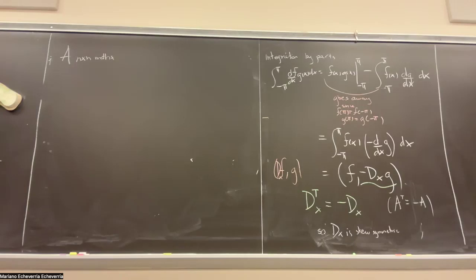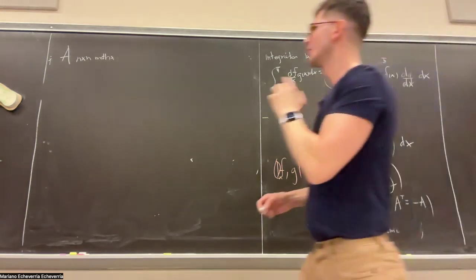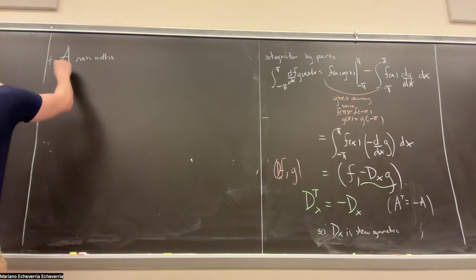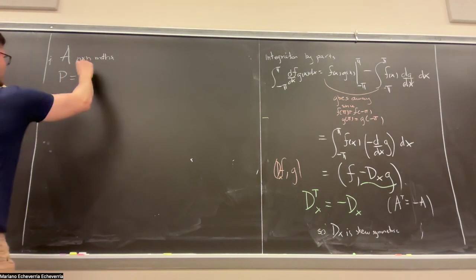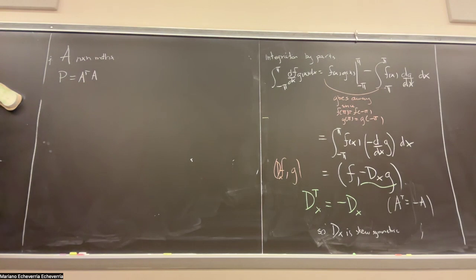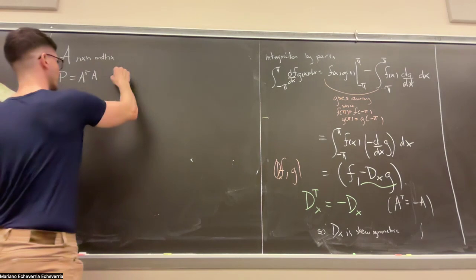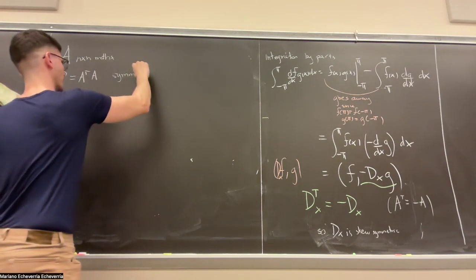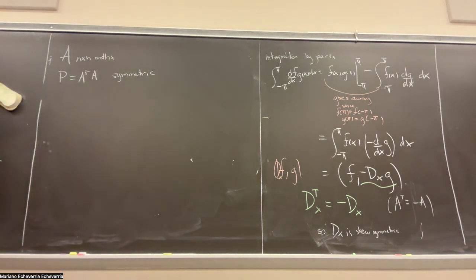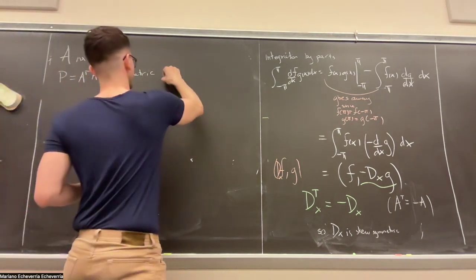A relatively easy way to produce a symmetric matrix out of an arbitrary matrix is to do the transpose, so you can do something like A transpose A. That will be automatically symmetric. So this one is symmetric, and I'm calling it P because it's also positive semi-definite.